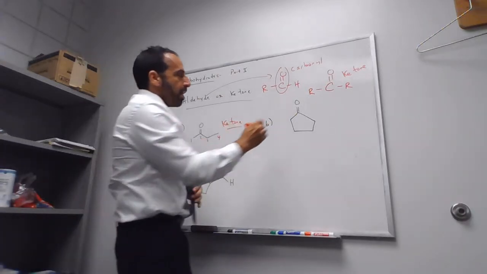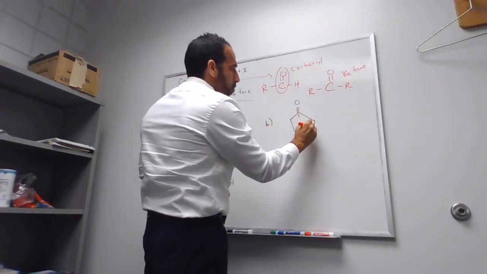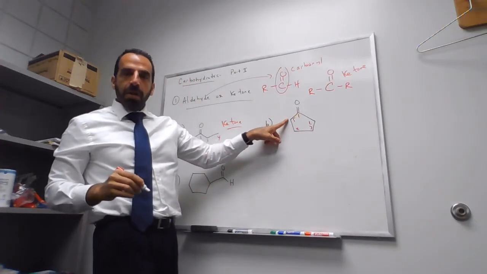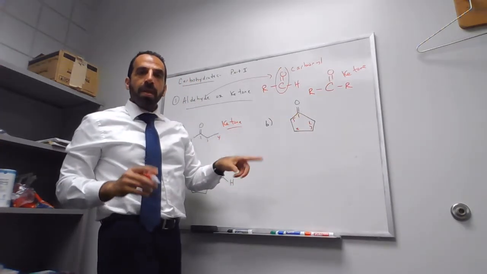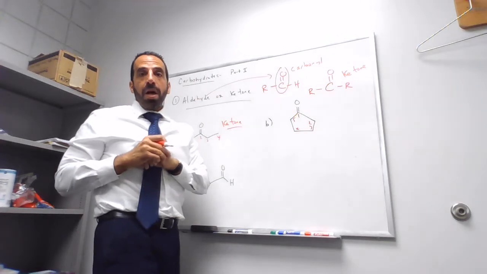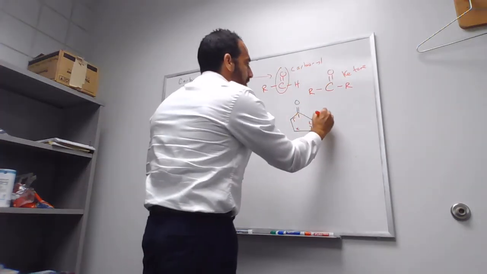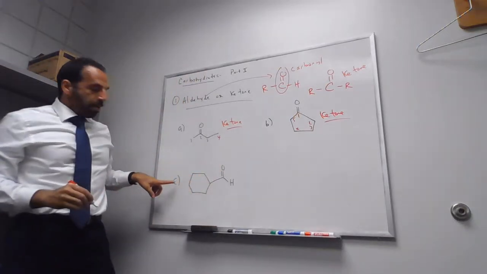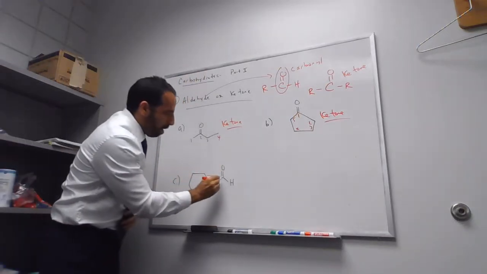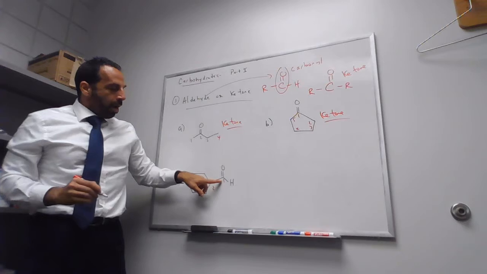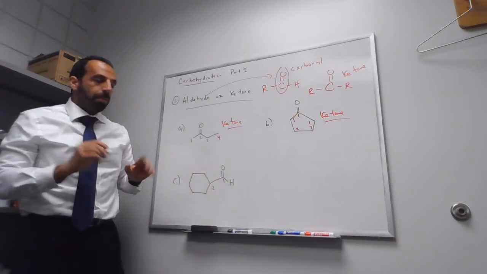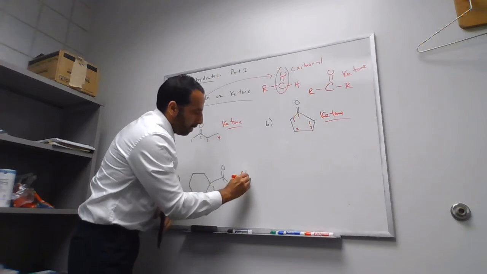This one right here, same thing. So this is 1, 2, 3, 4, 5. Carbon number 1 is attached to carbon number 5 and carbon number 2, not directly to a hydrogen, so this is a ketone. And then for number 3, this is carbon number 1, 2. Carbon number 1 is attached directly to a hydrogen and then to another carbon, so that's an aldehyde.